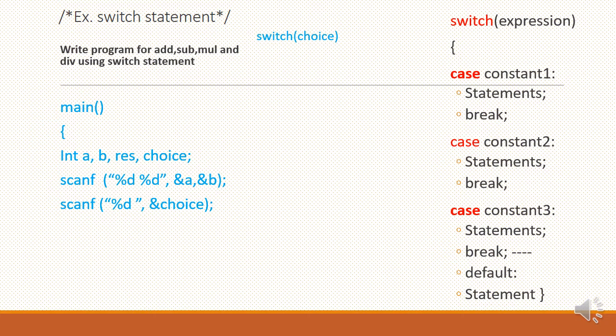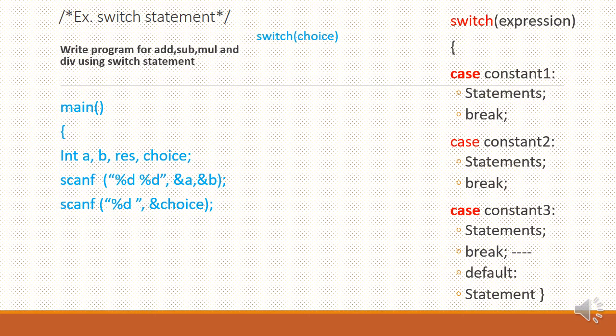Choice. I have taken choice because I have declared it as choice. If you want, you can take only c also, or whatever other name you like, but it should be of integer type. And whichever variable you have declared, the same one you have to read here. That is also very important. I already told you that.